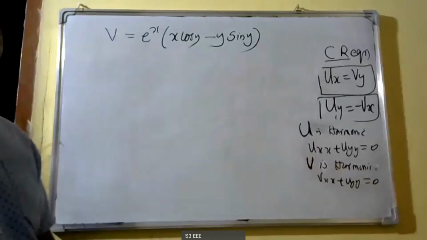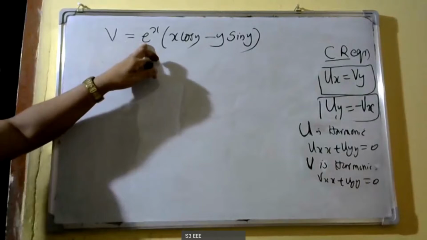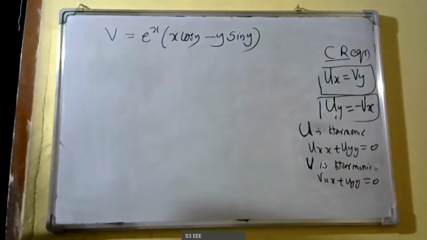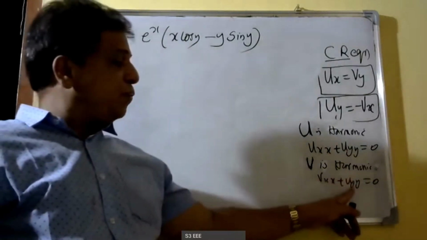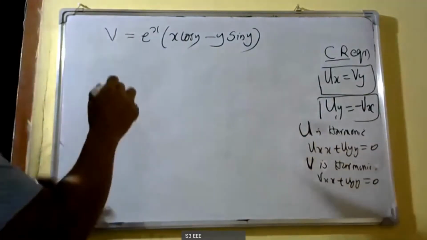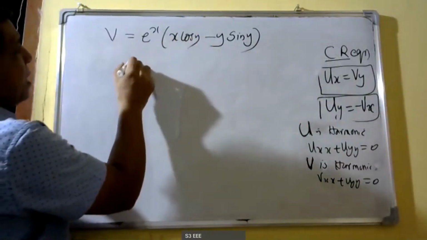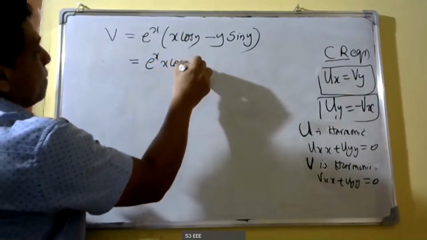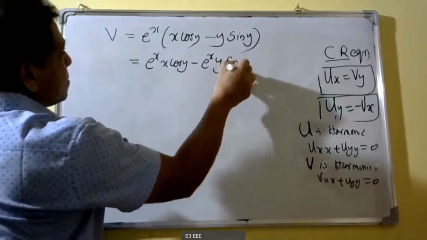Morning, students. Next, we have to show that V, the imaginary part, e raised to x into (x cos y minus y sin y), is harmonic. For that, we have to show that Vxx plus Vyy equal to 0. Here, V equals e raised to x into (x cos y minus y sin y). This can be taken as e raised to x into x cos y minus e raised to x into y sin y. That is V.